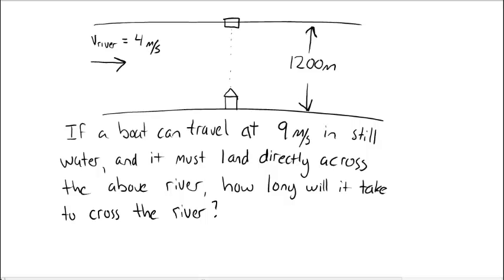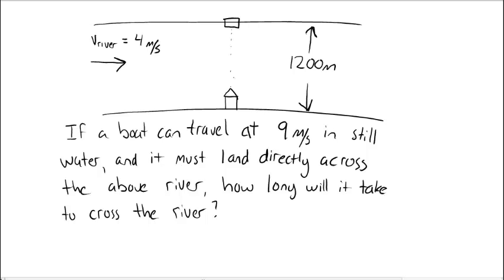Now it's time for one of the famous river questions. So we have a boat in this picture here, and it needs to cross straight across the river, except the river is flowing downstream at 4 meters per second. So if the boat aims straight across, then the river will actually push it downstream and the boat will head off that way, which is not what we want.